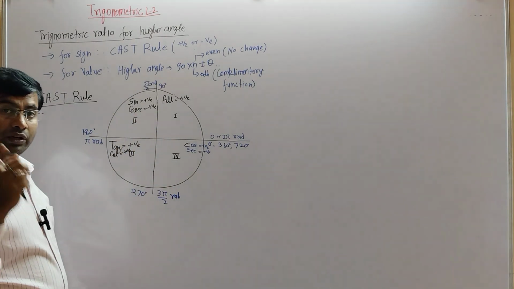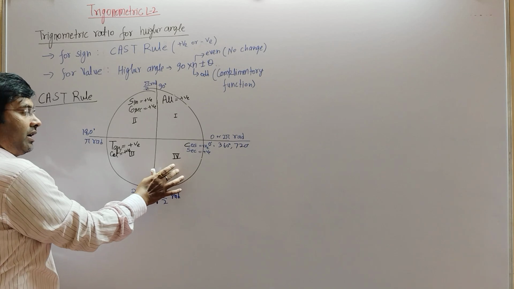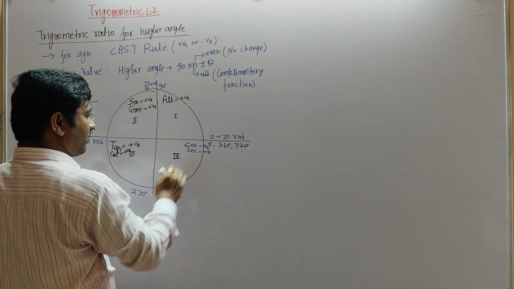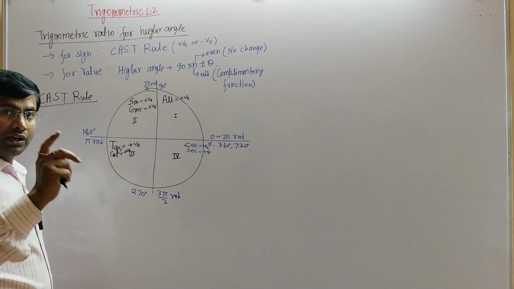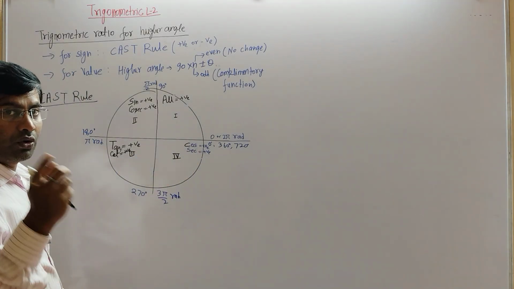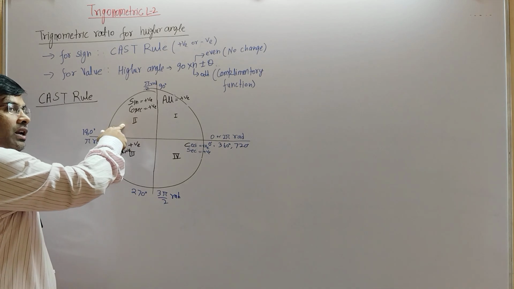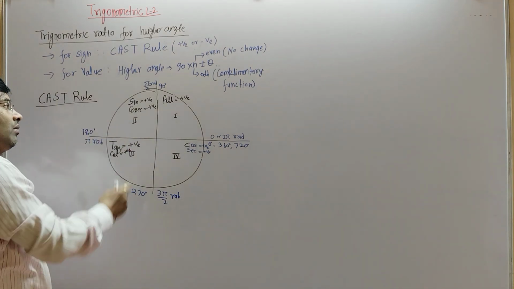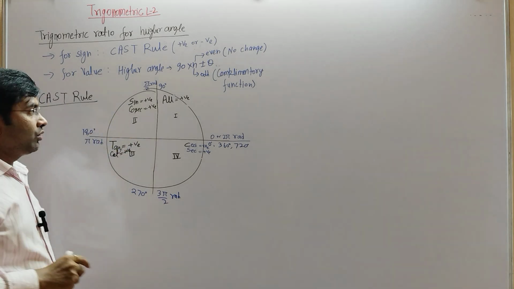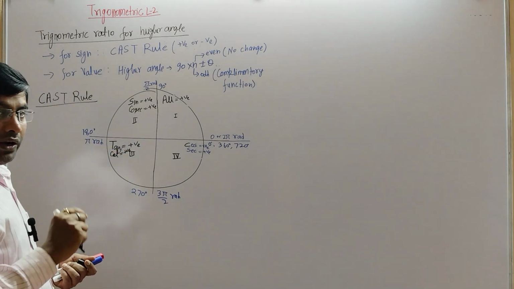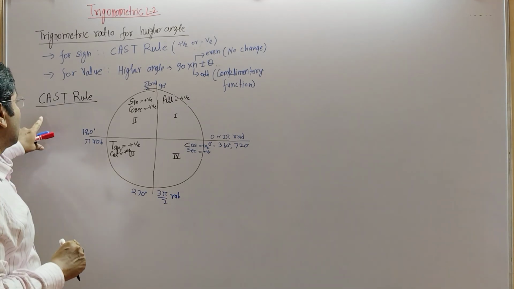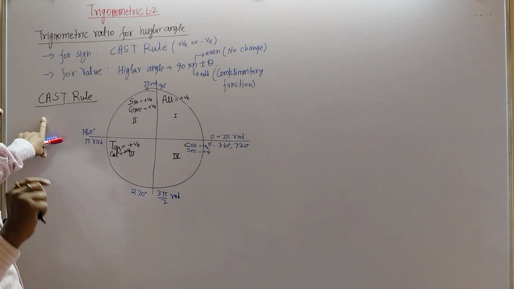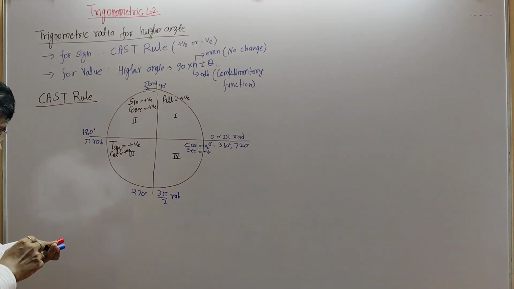Cos 120 will be negative, because cos is positive only when the angle lies above 270 and less than 360. So for 120, cos is negative, tan negative, cot negative, sec negative, but sine and cosec are positive. So this is how we identify whether a value will be positive or negative. Using the CAST rule, we only identify whether that value is positive or negative. That much.